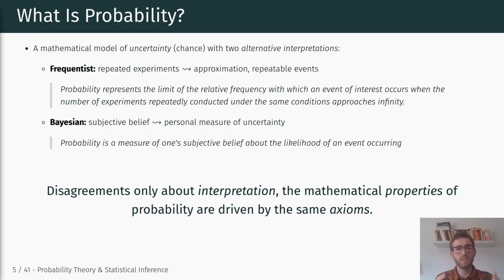The other thing to keep in mind is that these disagreements between frequentist and Bayesian statistics are ultimately disagreements about interpretation. There are some other aspects or implications when it comes to computational questions, but ultimately it's about interpretation and the mathematical properties of probability. Whether you're a frequentist or a Bayesian, are all driven by the same axioms, and the rules of probability, so to speak, are the same, right?